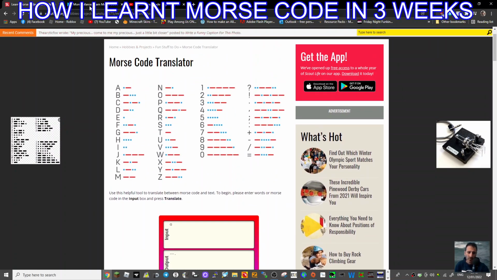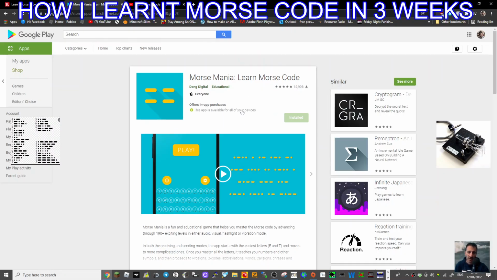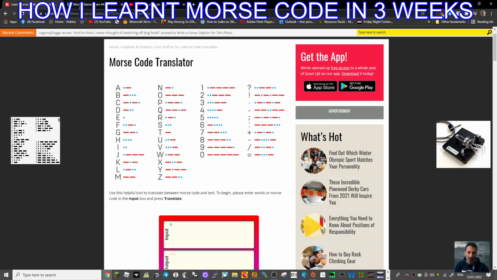Now the other one, on my phone, I have this. This is another free app, Morse Mania, and it basically starts with just a few letters, and then it gradually increases the letters, and you keep going over it and over it again, and eventually you'll get it.